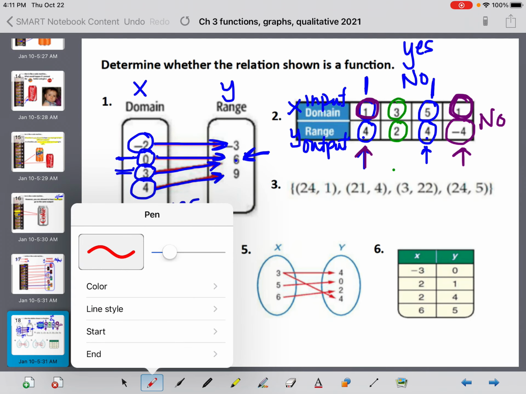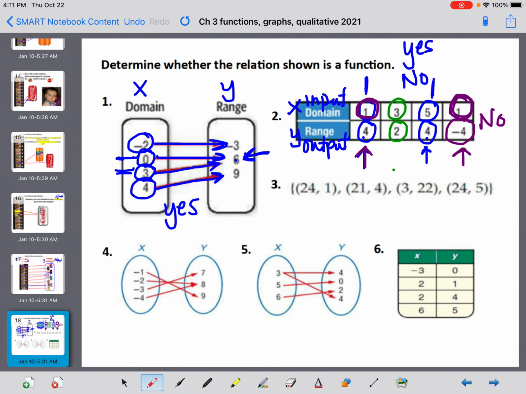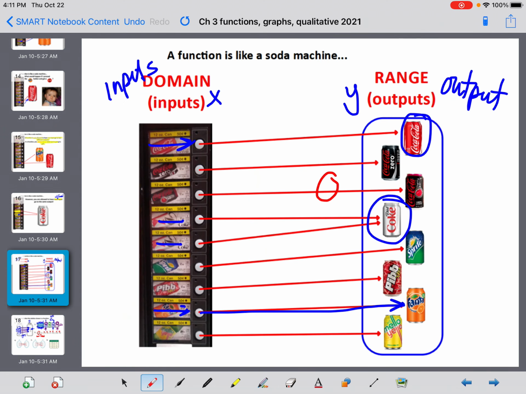Let's do a few more of these and see how it's going. This is an x, this is a y, so this is my input, this is my output, right? Input, output, input, output, input, output. So in an ordered pair, right? These are just different ways to express the same kinds of information. We're just looking: when I had one input, did it give me only one output?